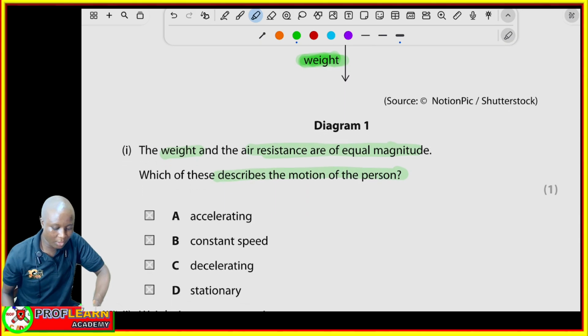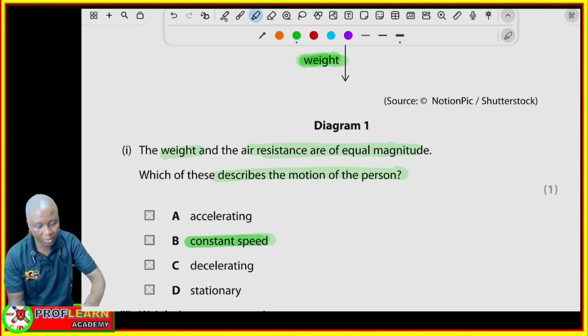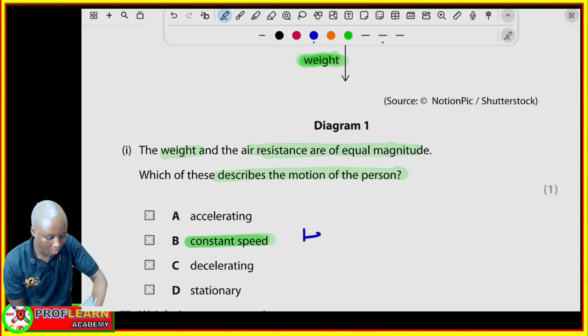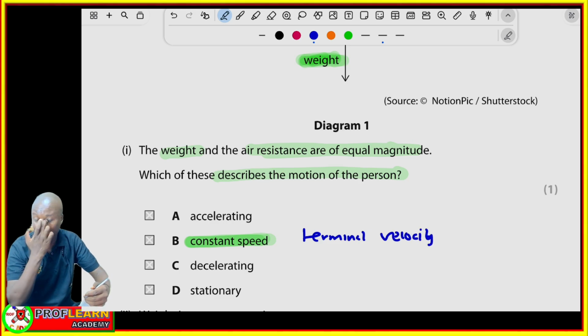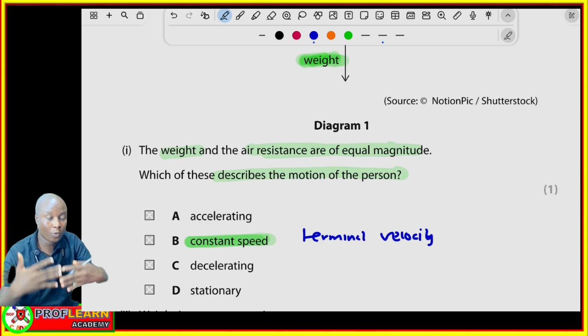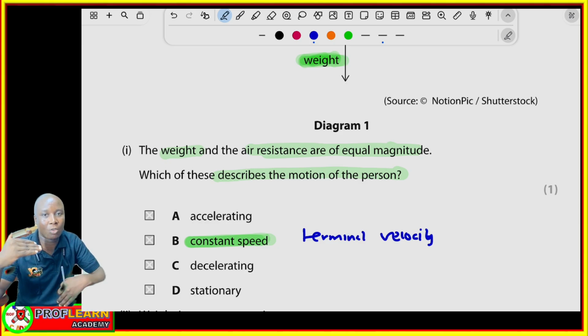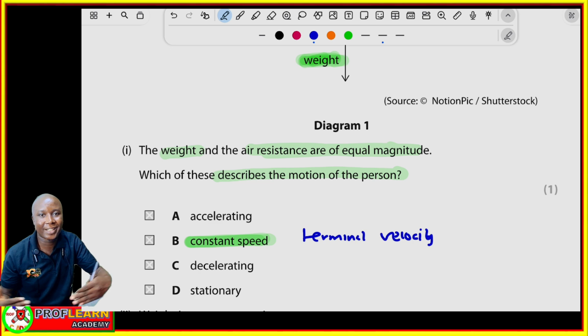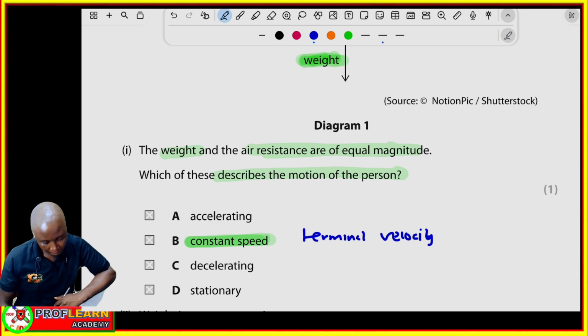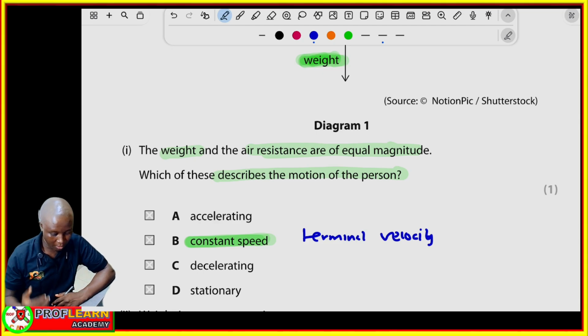The person is moving at a constant speed, and the person has attained what we call terminal velocity. A person moves at a constant speed if the two forces are balanced, upward and downward forces are equal, meaning there's no resultant force. So in that way we can say the person is moving at a constant speed.